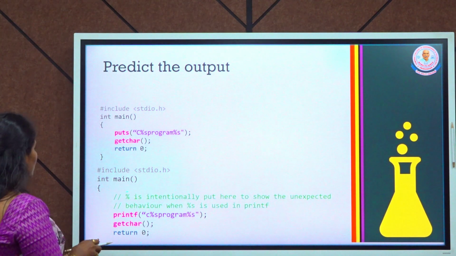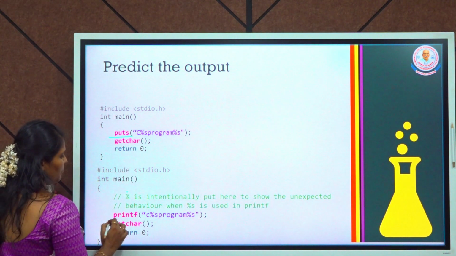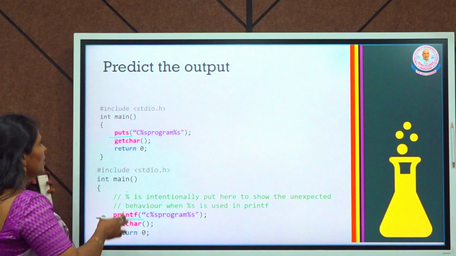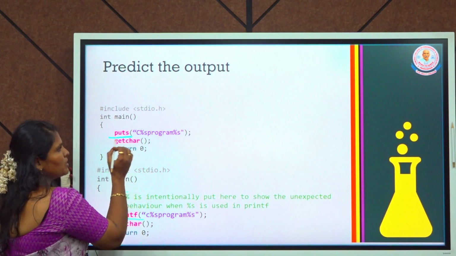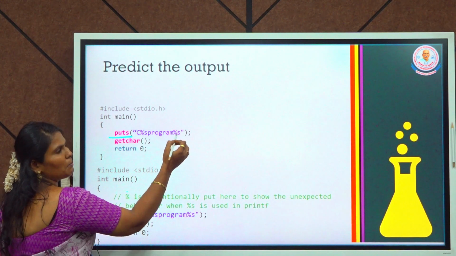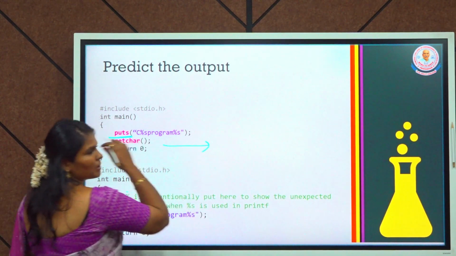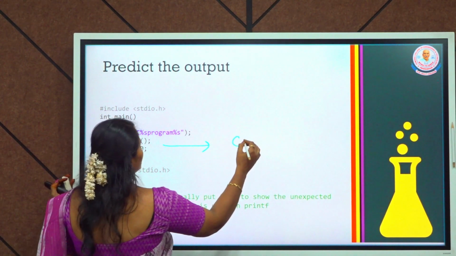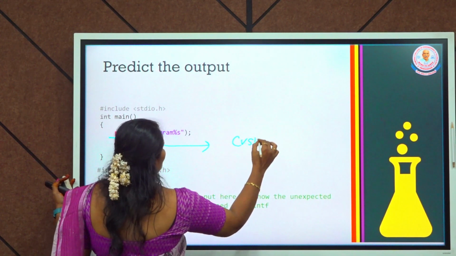So, in order to make the difference between puts and printf clearer, I have written a code snippet here. Here I am just using puts with "C %s, program %s". So, what could be the output for this particular snippet? It will just print "C %s, program %s".